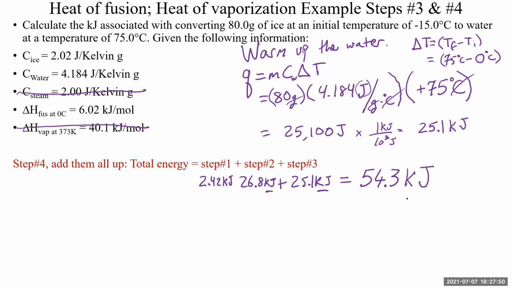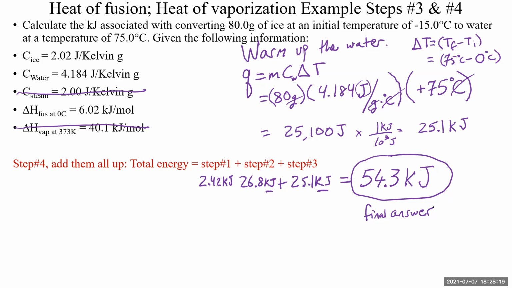54.3 kilojoules. That is the total amount of energy to go from negative 15 degrees all the way up to 75 degrees for water, passing through one phase change and 2 warming phases, not phases like phase change, but just warming steps. That's our final answer. So it's the sum of steps 1, 2, and 3. 53,000 joules.